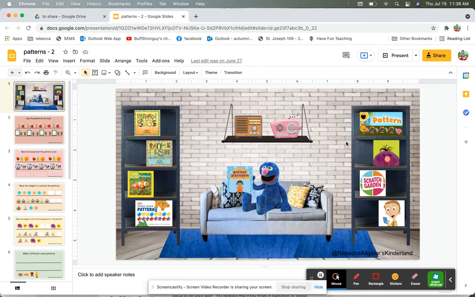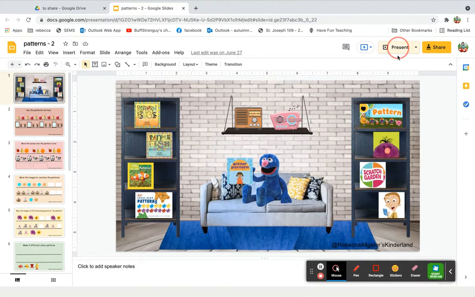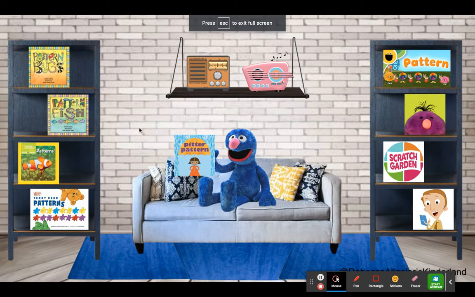So this is patterning. And the first thing that we're going to do is talk about patterning with the kids. And then we're going to go in and do some of the slides. So we will go into present and share our screen with the students. I use two computers so I can see the kids and have my screen share from a different computer.